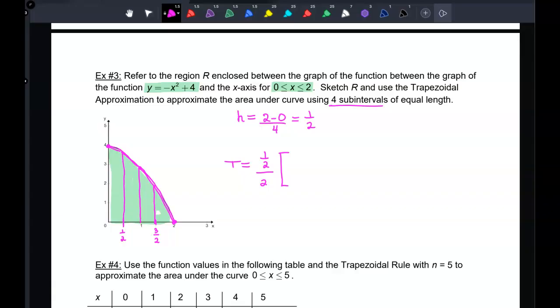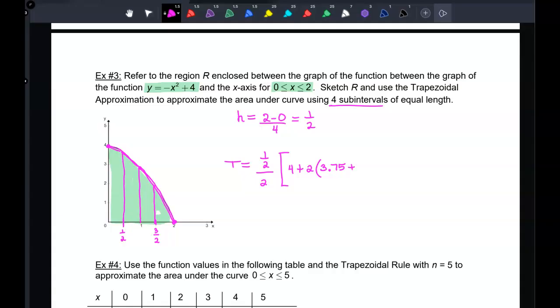Okay. The first and the last are used 1 time. So if I plug in 0, I get 4. Now, 1/2, 1, and 3/2 are used twice because those are inside bases. So if I plug in a half, that'll be 1/4. Wait, the negative's on the outside. So negative 1/4 plus 4.